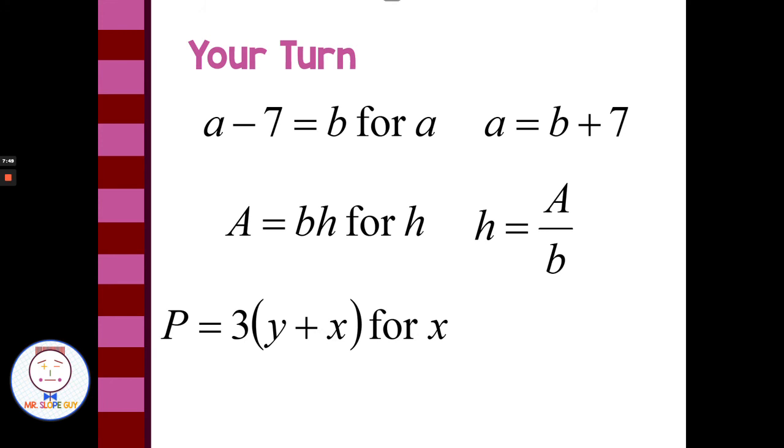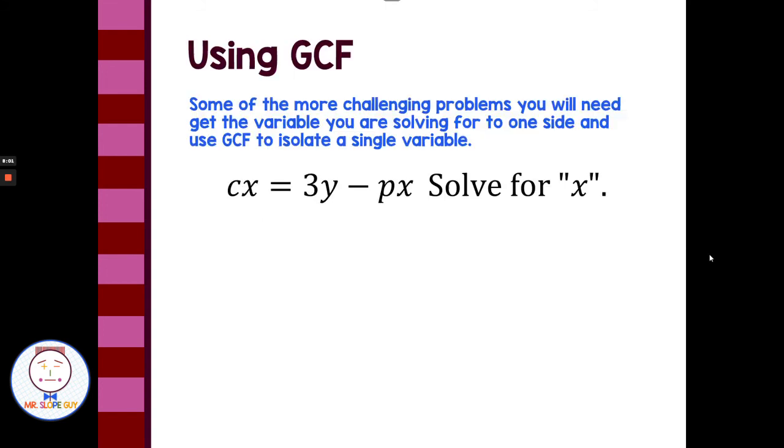And on that bottom one, that's where you want to divide both sides by 3 to get the parentheses part by itself. And our final answer, we would end up with x equals p over 3 minus y. All right, what do some of the harder problems look like?